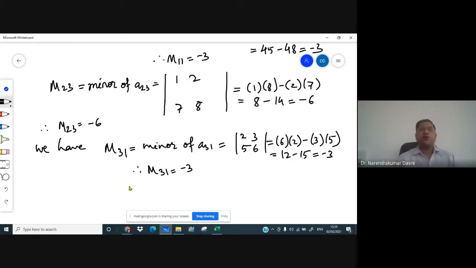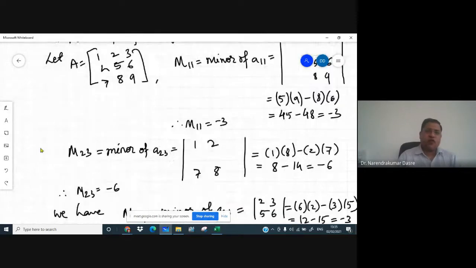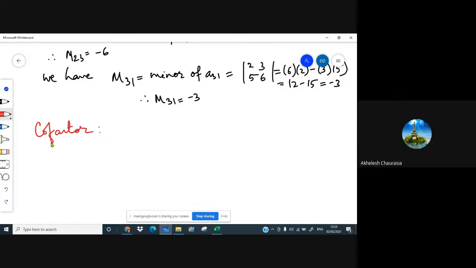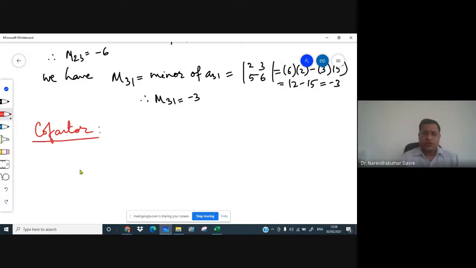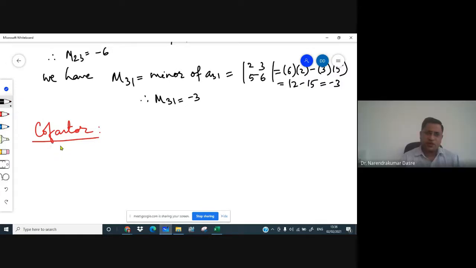Okay, so you calculated the minor. Now, once you are able to understand minor, the next concept that we need to see is the cofactor.